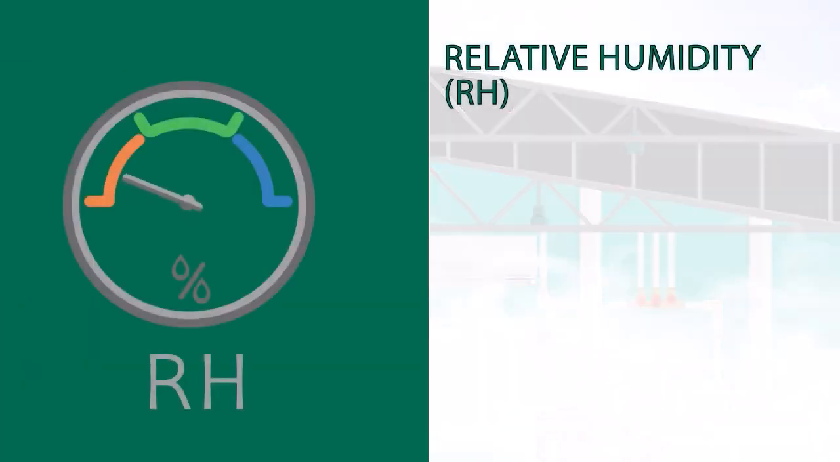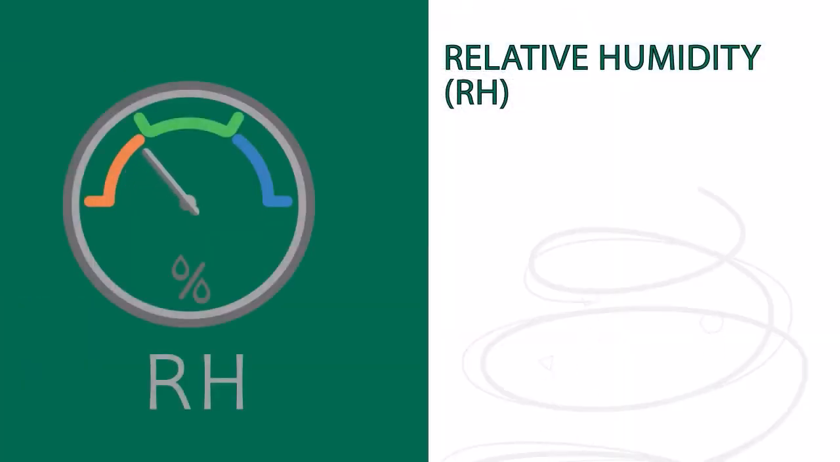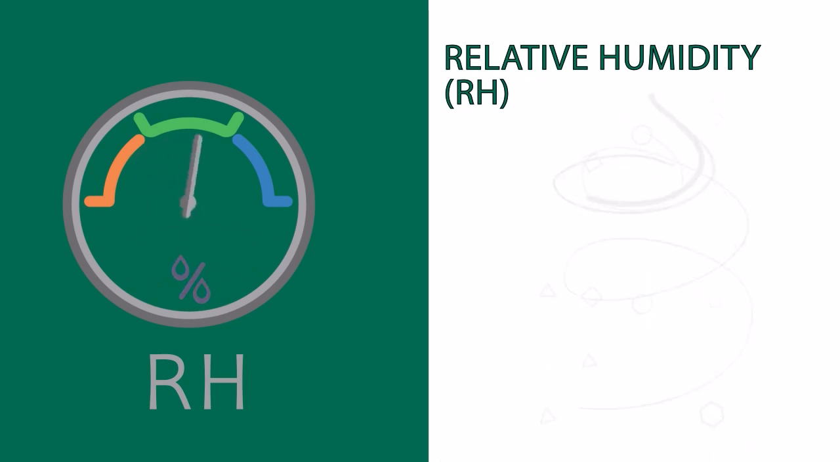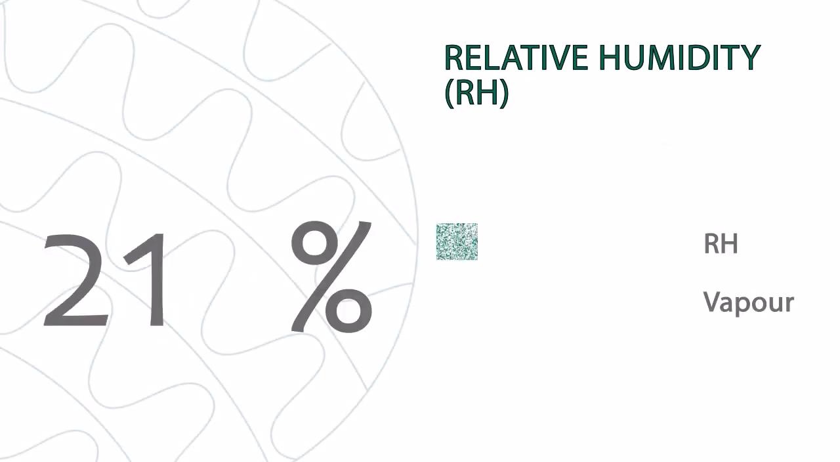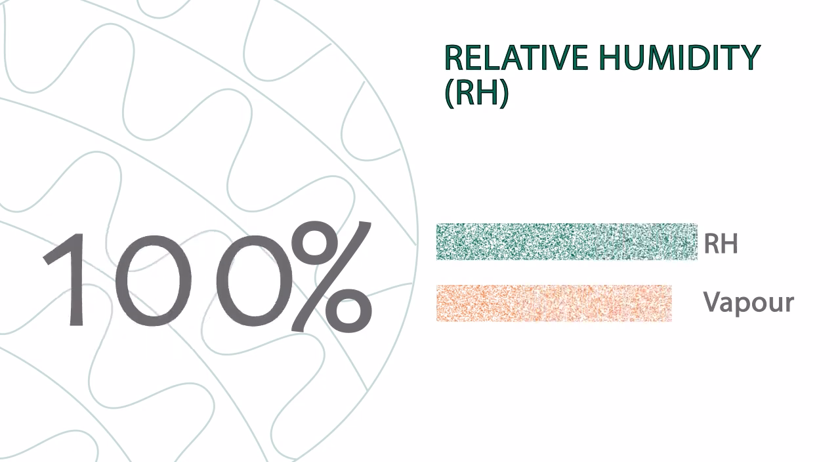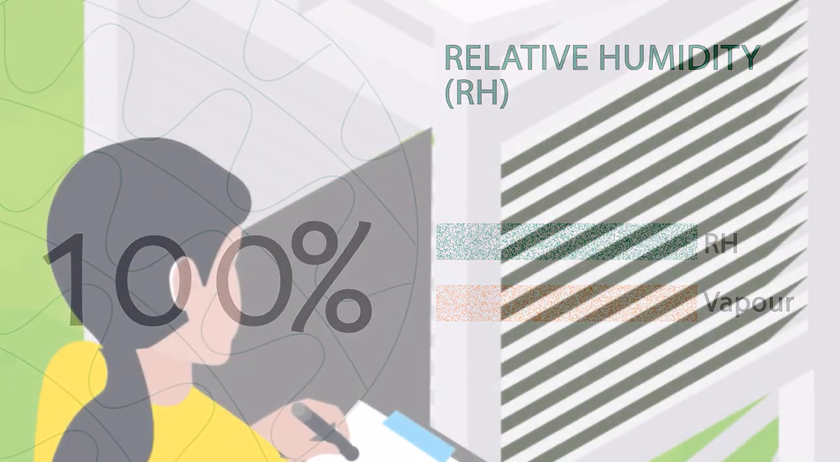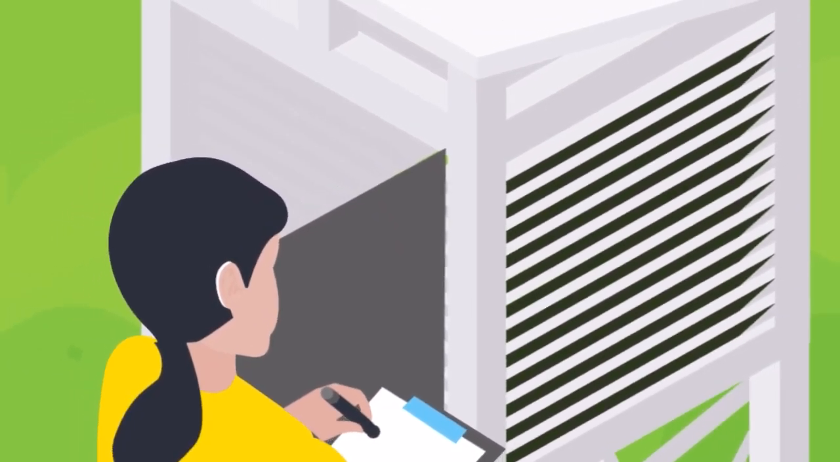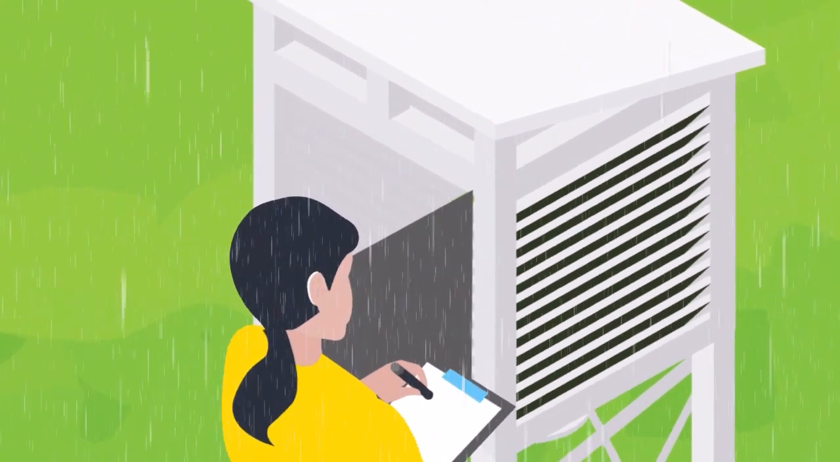Relative humidity. This tells you how much water vapor is in the air compared to how much it could hold at a given temperature. Think of it as a percentage. For example, if the relative humidity is 100%, it means the air is holding as much water vapor as it can at that temperature. This often leads to rain or the possibility of dew forming.